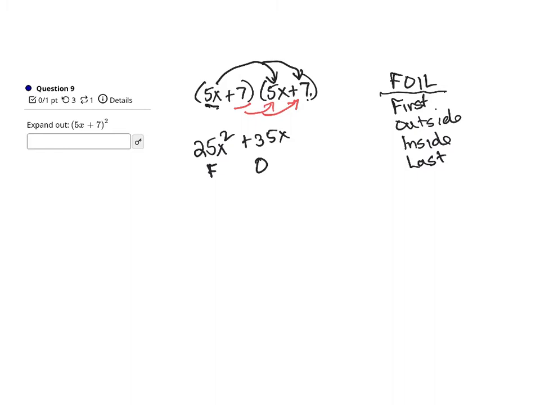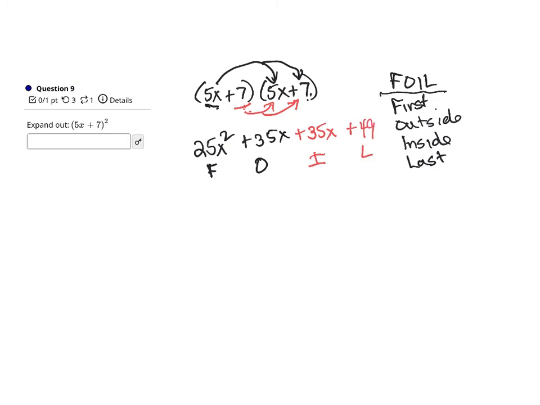So 7 times 5x is plus 35x. Make sure to include your signs in between the terms. This is the inside. Notice this 7 and the 5x are inside the problem. And the last is a 7 times 7, which is plus 49. Those are the last terms of the problem.